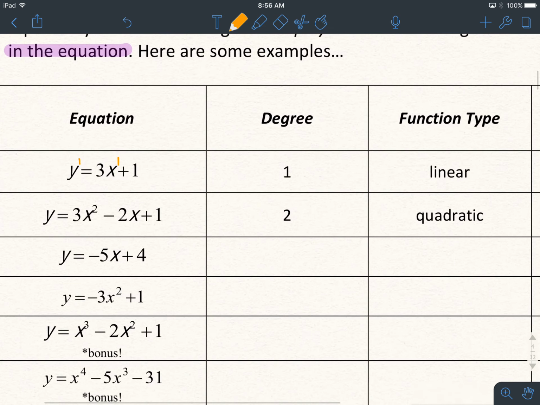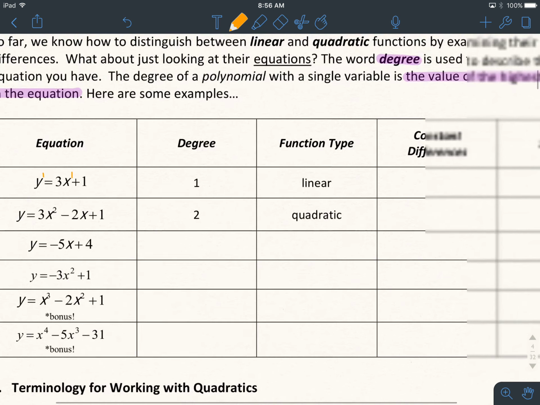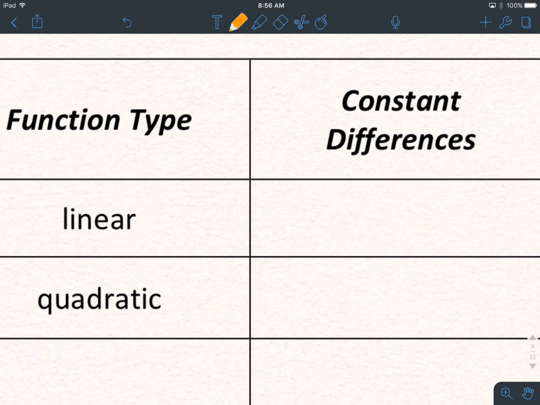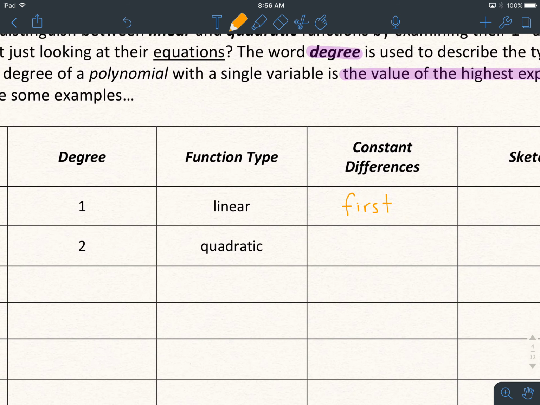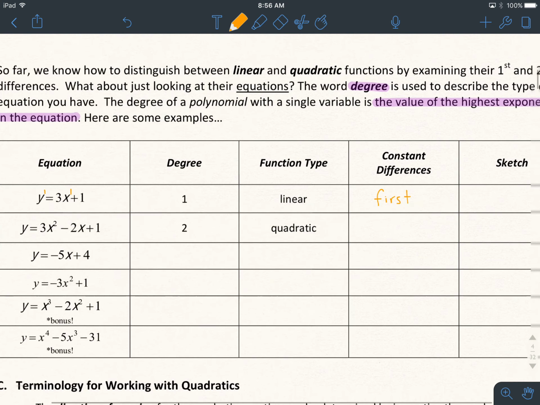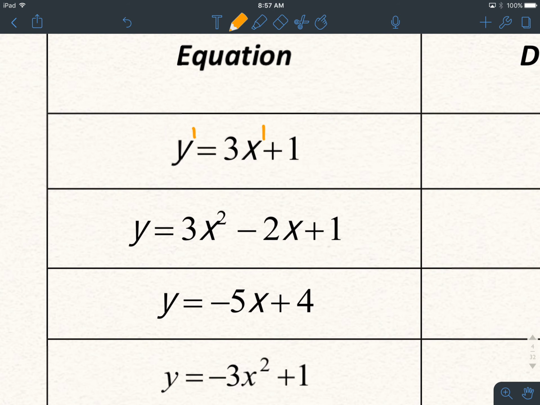The function has the name linear, and the constant differences would be first differences that are constant. And again, we're going to skip the sketch. It serves a purpose as we go through higher degree functions, but it's not going to serve us any purpose today. Let's have a look at the next equation. So we have y equals 3x squared minus 2x plus 1.